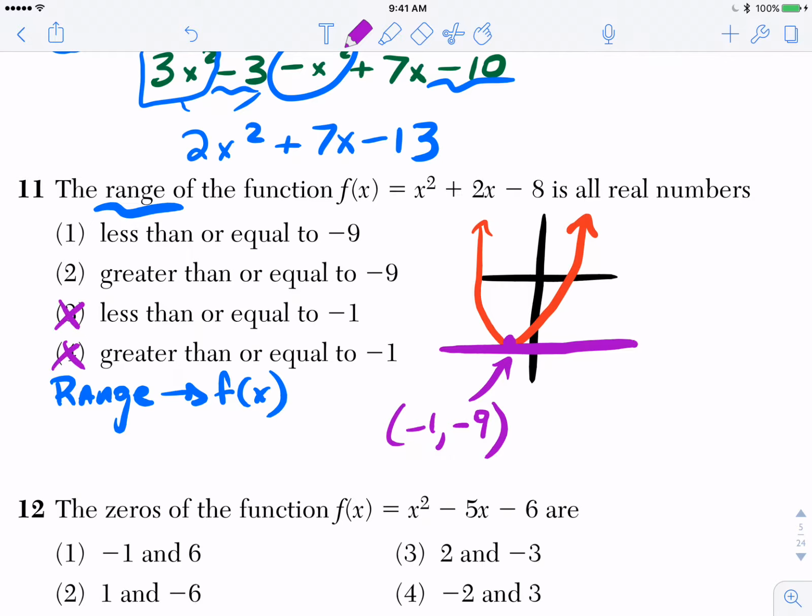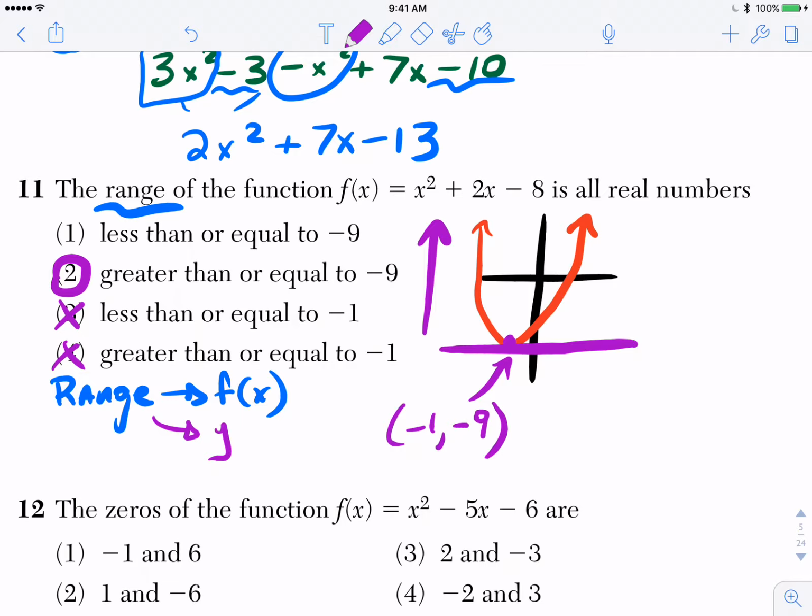We know range should refer to our y, or f of x values. And it really comes down to now knowing, should the y values be greater than or equal to -9 for this function, or less than or equal to -9? And the simple answer is choice 2. Basically, -9 is the lowest this graph can be, and anything larger than that. The graph is increasing from that point. Right? It's going to go up all the way to positive infinity, with -9 being the smallest it can be.